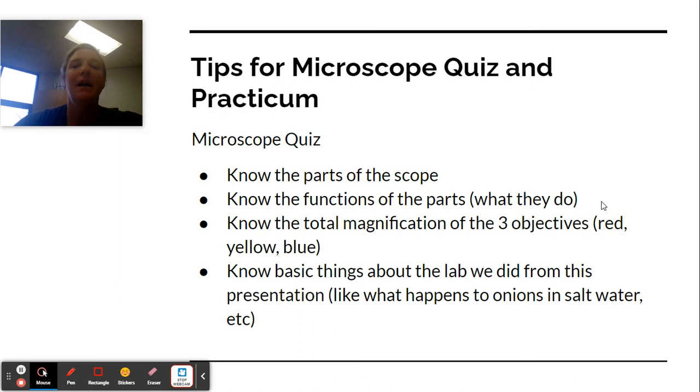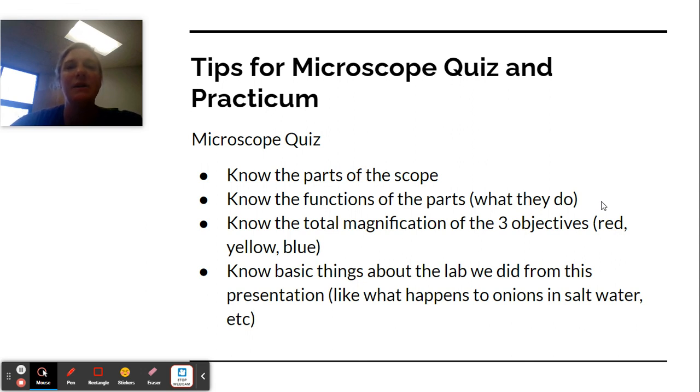Tips for your microscope quiz and practicum: know the parts of the microscope. Make sure that you know what the body tube is, the eyepiece, the objectives, and the stage. Know the functions of the parts and what they do. Know the total magnification of the three objectives, the red, the yellow, and the blue, and basic things about the lab we did from this presentation. I might include some of the pictures on here. Do you know what happened to the cell membrane when put in salt water, et cetera?